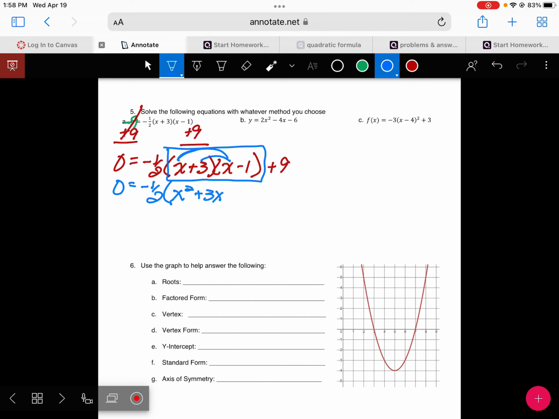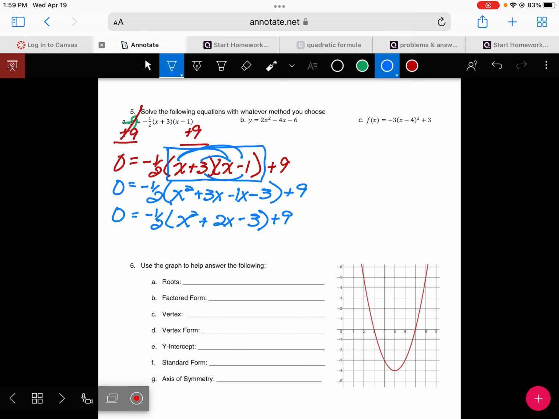and why I did that wrong. X times x times -1, then the 3x underneath, and 3 times -1 is -3, plus 9 at the very end. We're not distributing the negative 1/2 plus the 9. We just moved that from one side to the other. So, simplifying a little bit, negative 1/2 times x squared, 3 minus 1 is 2x, minus 3, plus 9.